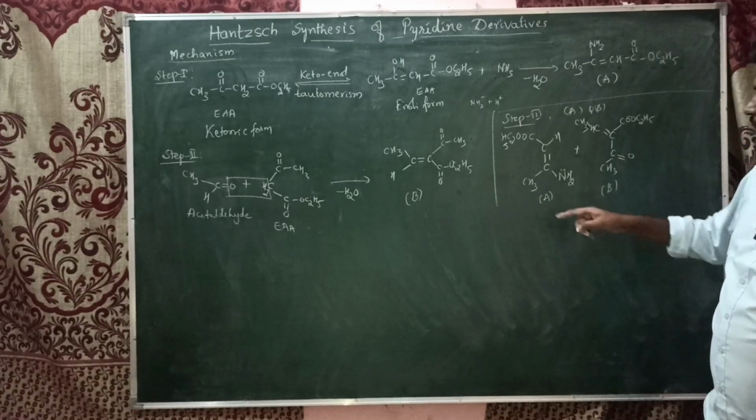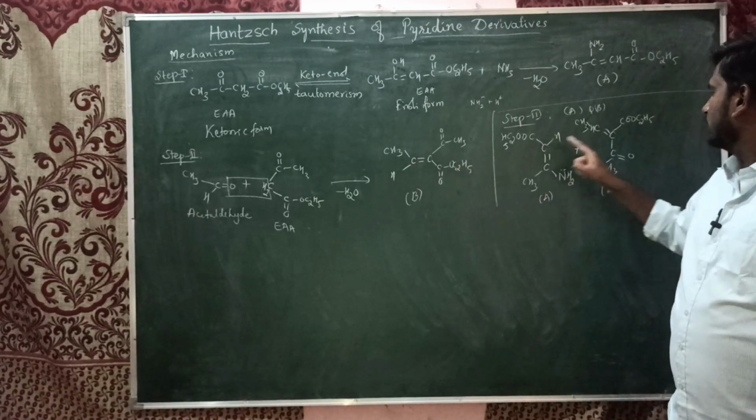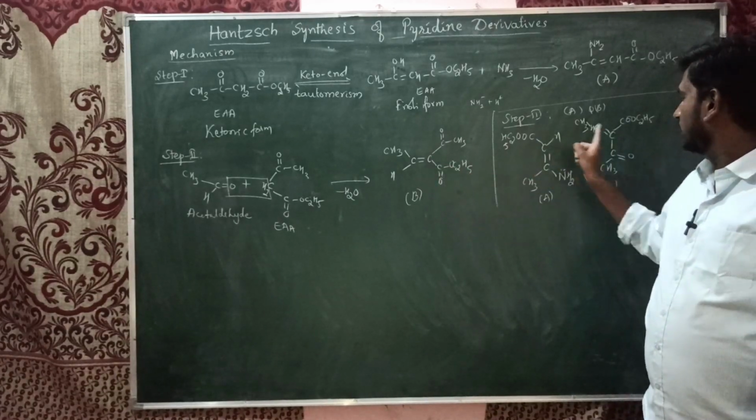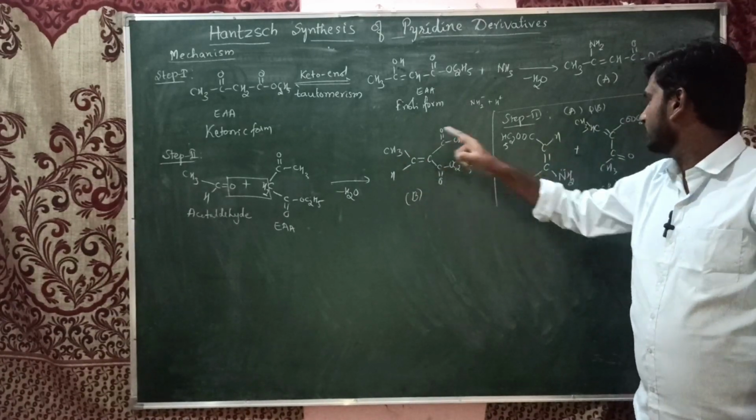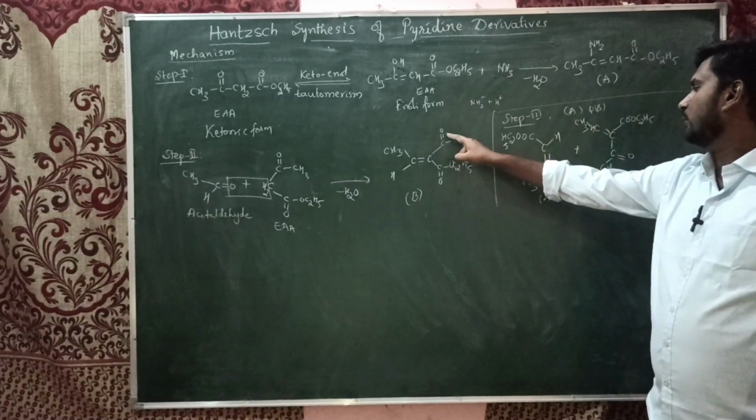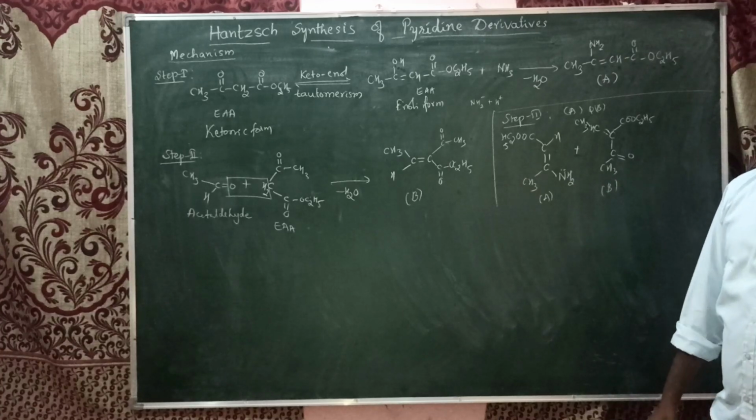See, the COO ester group, COOC2H5, is linked to a carbon that has a double bond with CH3, and below it is COCH3. Okay, this is B.